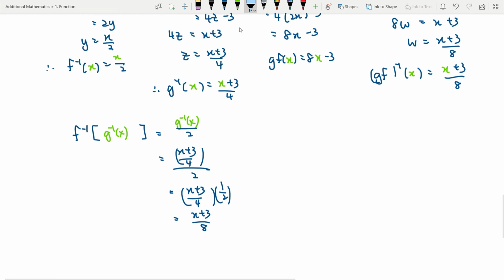Compare the answer that we obtained, f inverse g inverse, we get x plus 3 over 8. gf inverse, we also obtain x plus 3 over 8. Therefore, we can conclude that f inverse g inverse is equal to gf inverse.